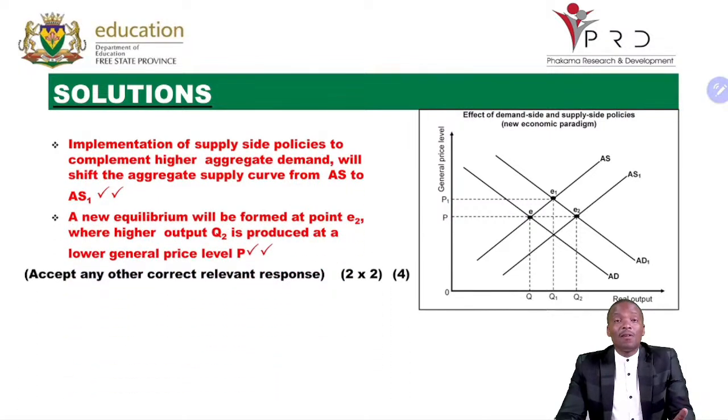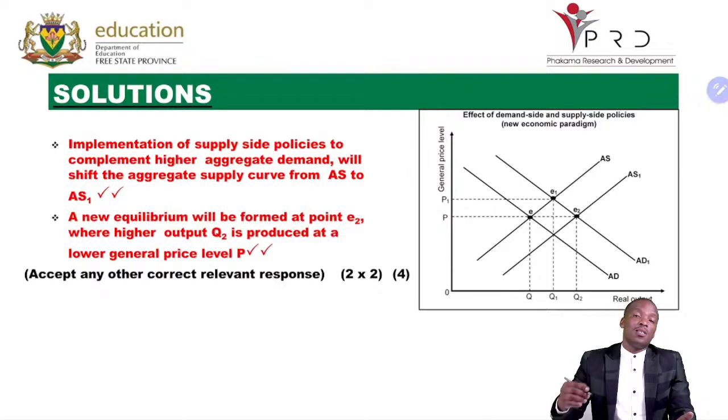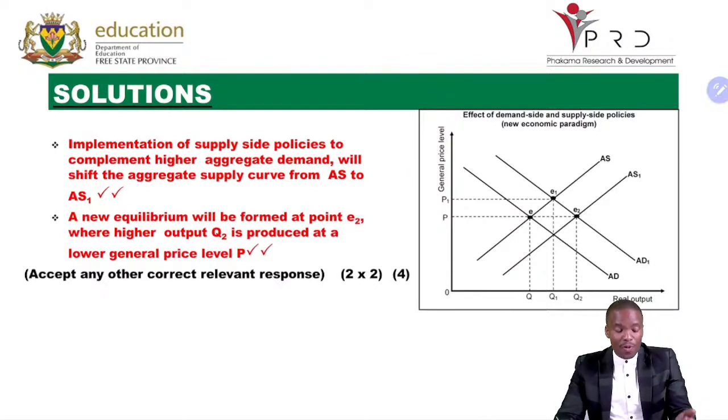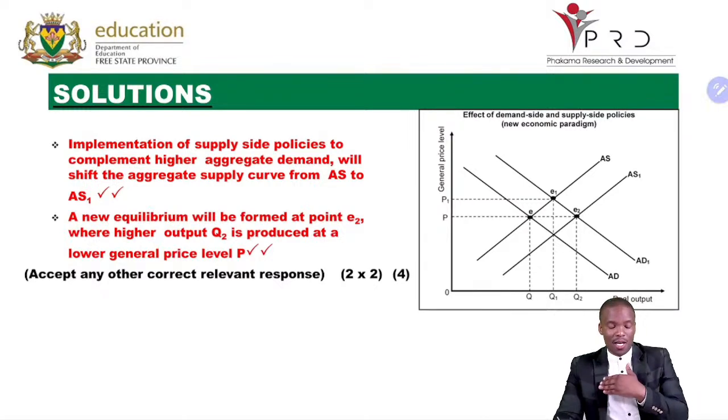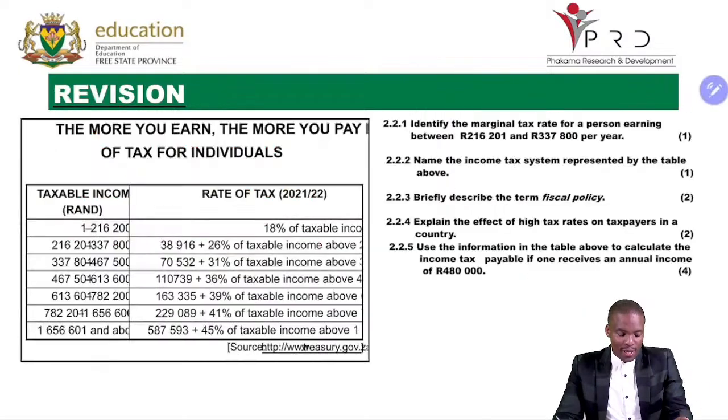So implementation of the supply side policies, it is where aggregate supply shifts from AS to AS1, which is very good. And a new equilibrium point will be formed at Q2, and then the price level will be lowered or will be kept at P. Then in that way you get your marks there.